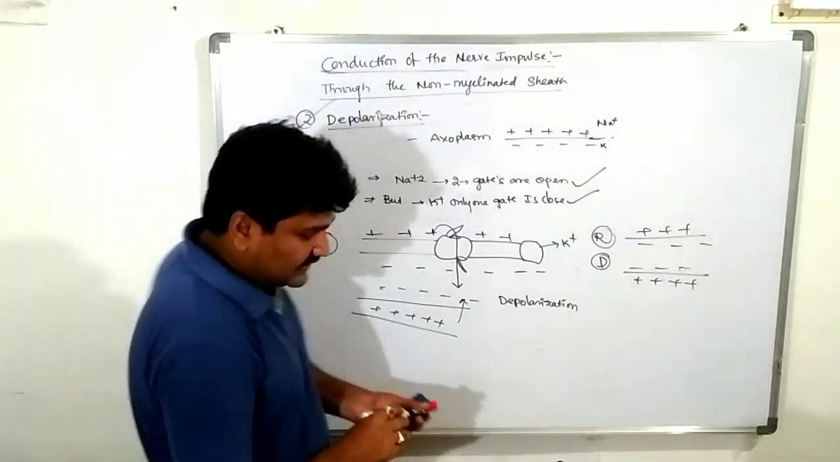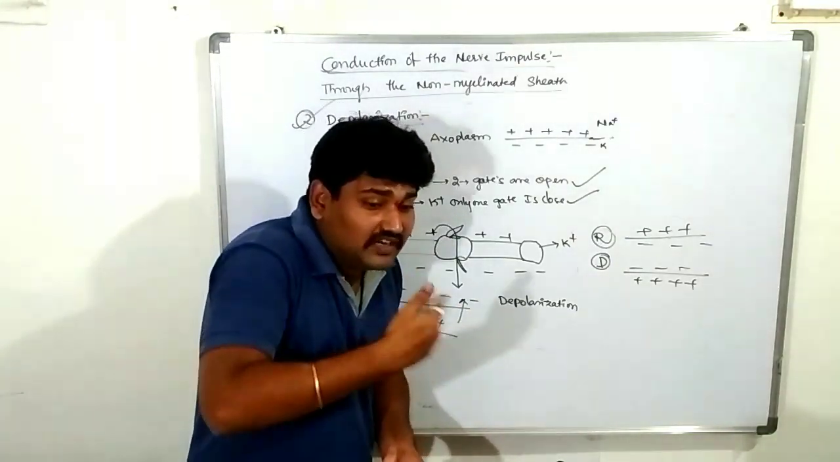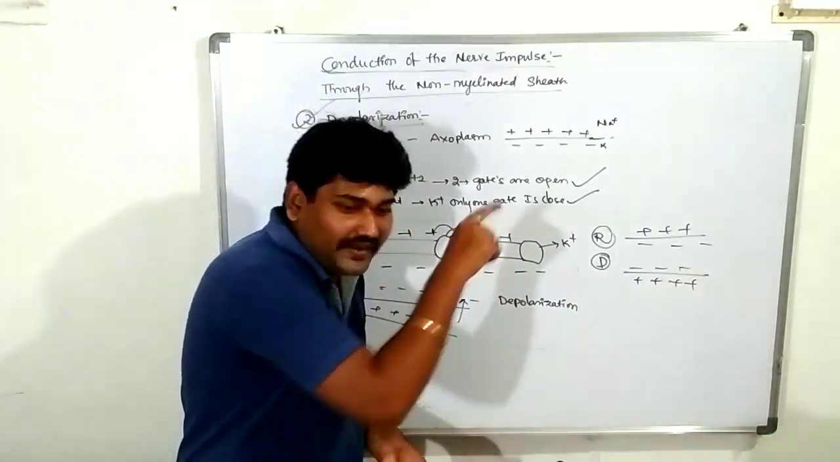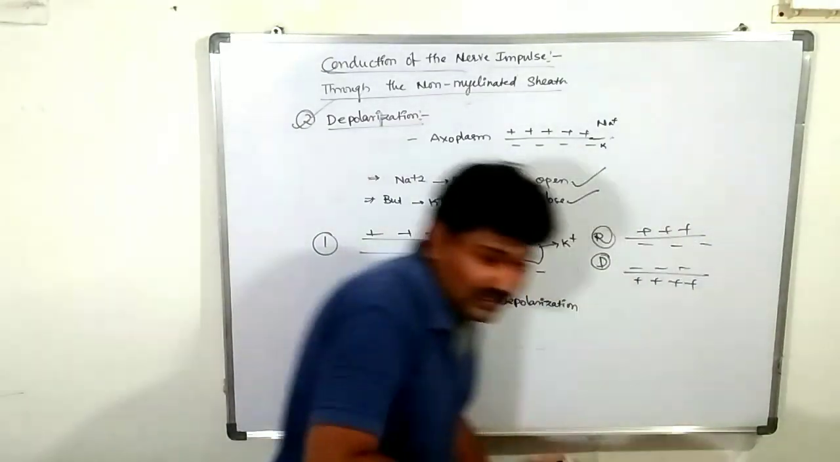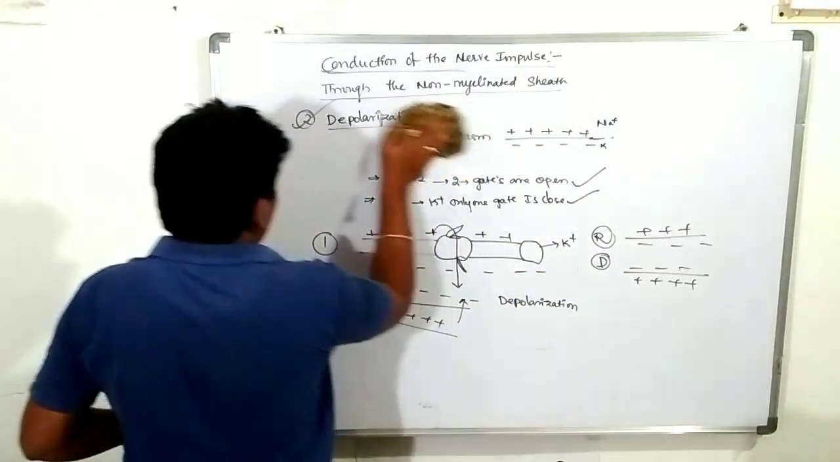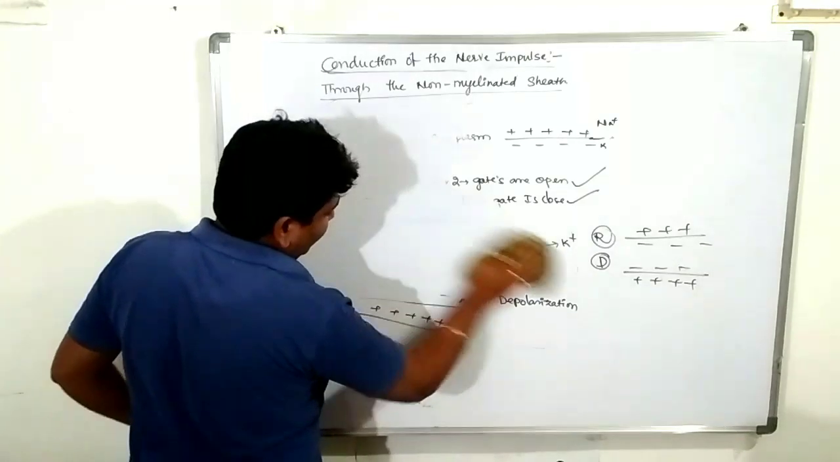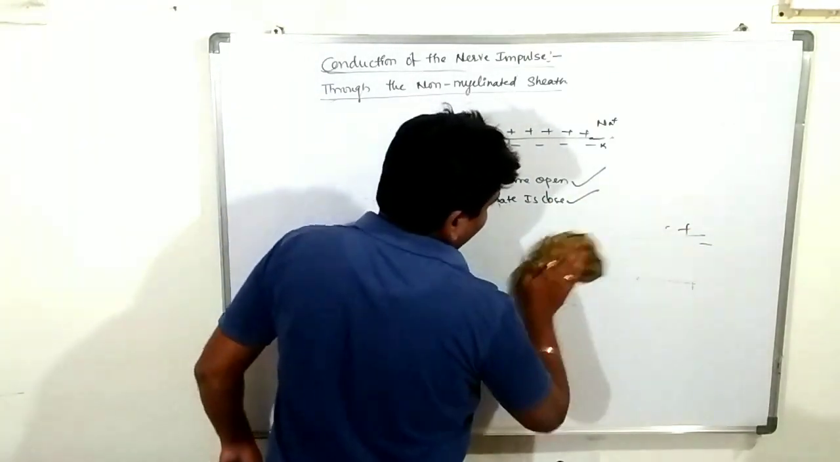Clear. The next one, the third one, is repolarization. What does it mean? Re means again. This converts back into resting. Again it comes into the resting position. After depolarization, the next one is repolarization.